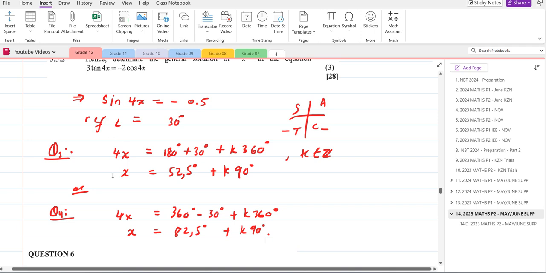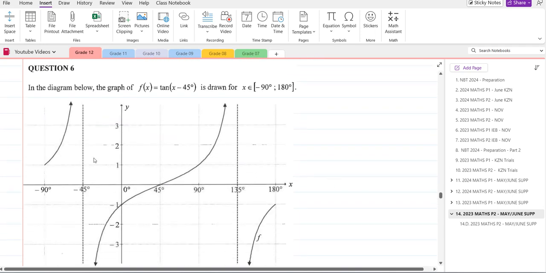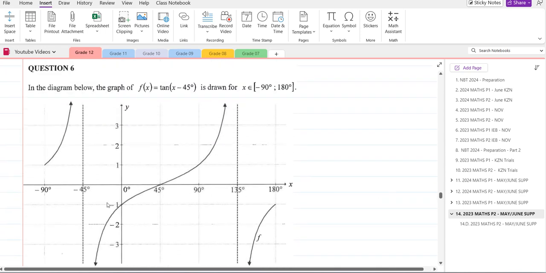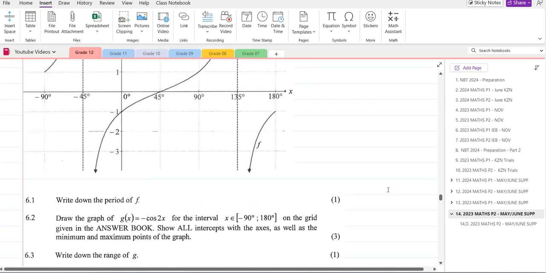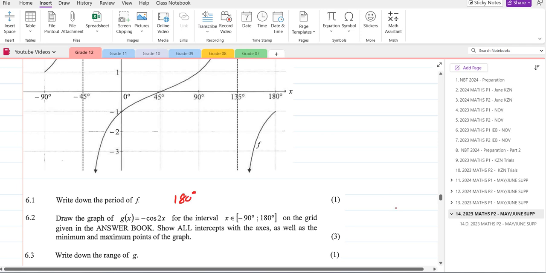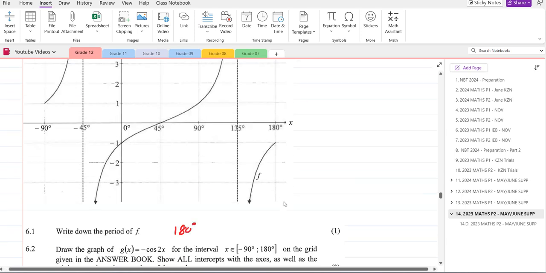Right, so perfect. Let's move on to the next question, which is trig graphs. In the diagram below, the graph of f of x, which is tan x minus 45 degrees. So the original tan graph is shifted 45 degrees to the right. That's why the vertical asymptote has moved from 90 degrees to 135 degrees. Write down the period of f. What's the period of the tan graph? From minus 45 to 135 is still 180 degrees. One full graph is still 180 degrees. So remember, the original period of the tan graph is 180, and sine and cos is 360. I hope you guys understood that.